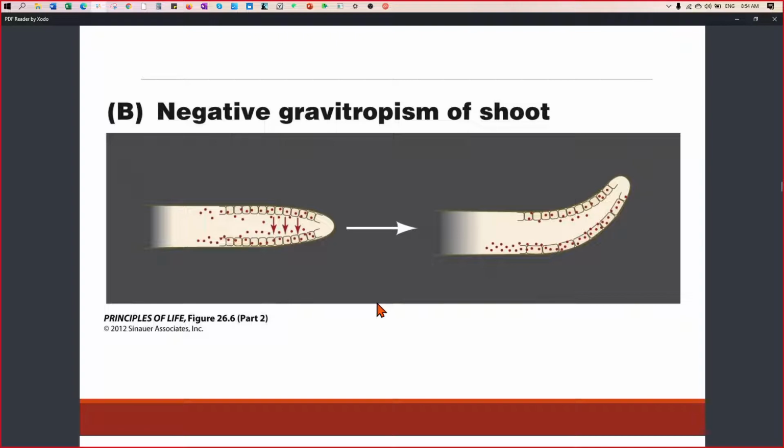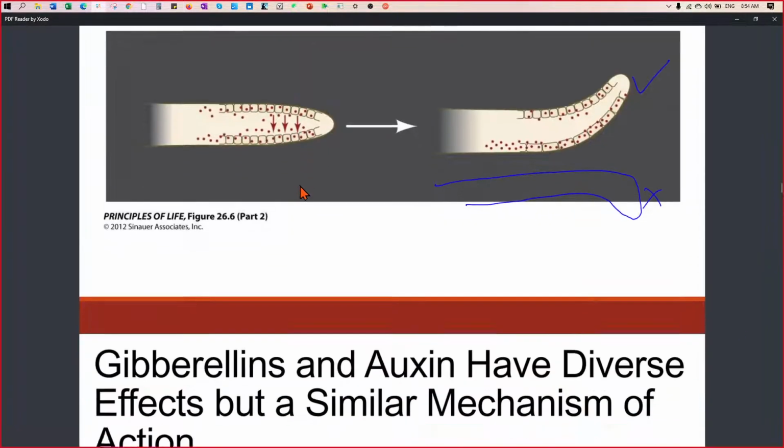Okay, here. So this is the effect of negative tropism of the shoot, right? So you have your shoot here with auxin, but it doesn't grow this way anyway. No. This is still the way. So that's why auxin causes negative tropism of the shoot.